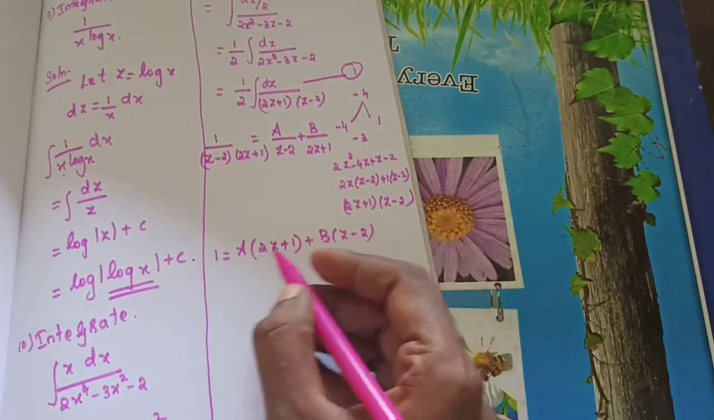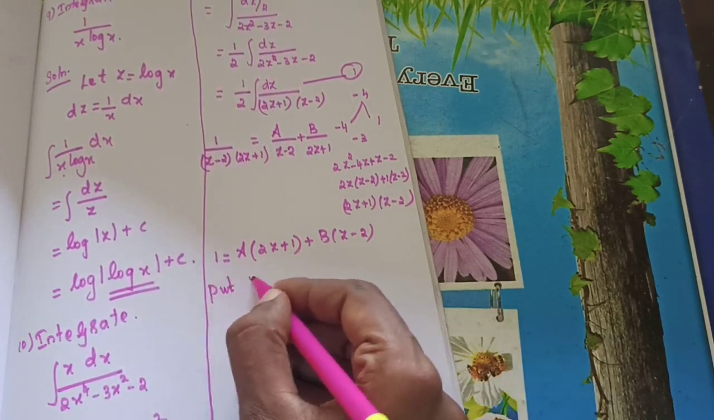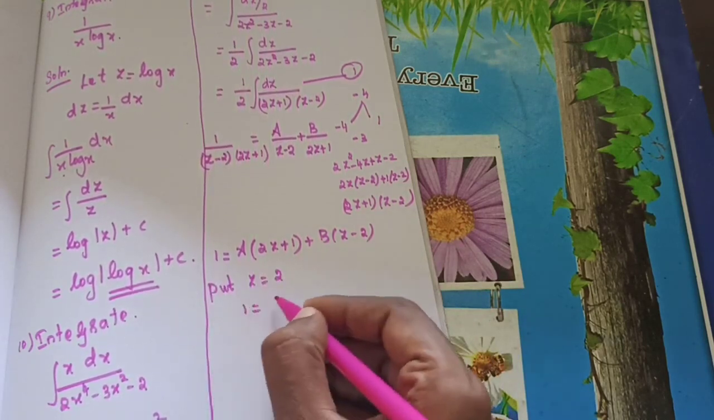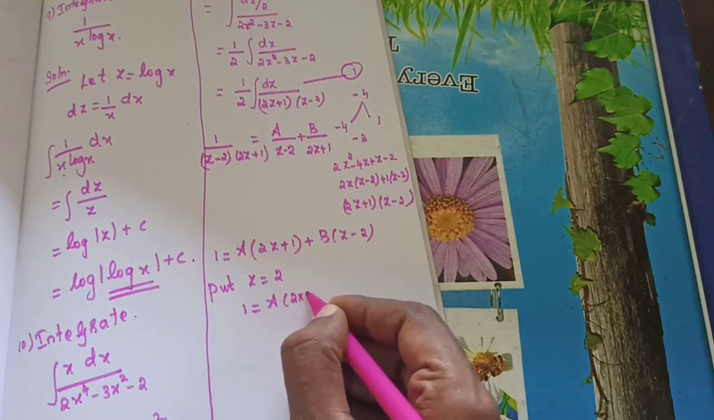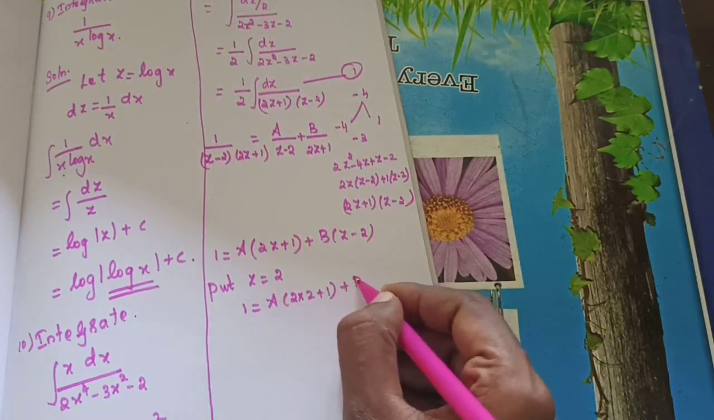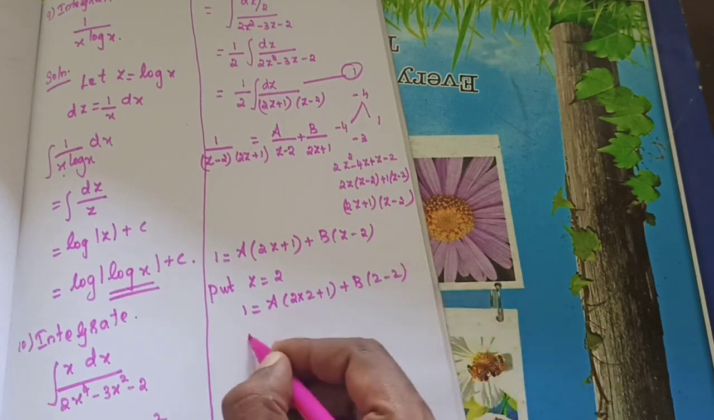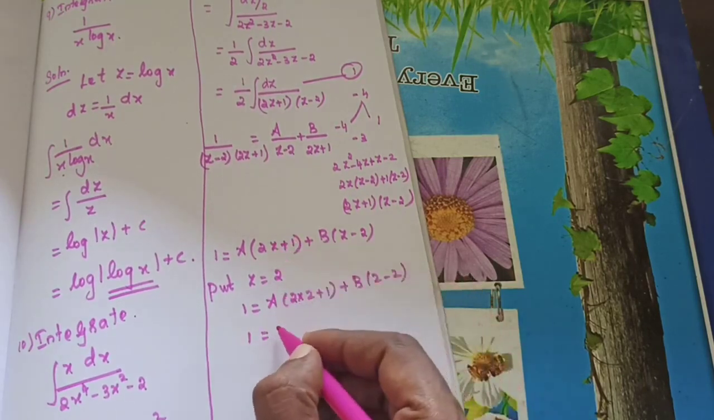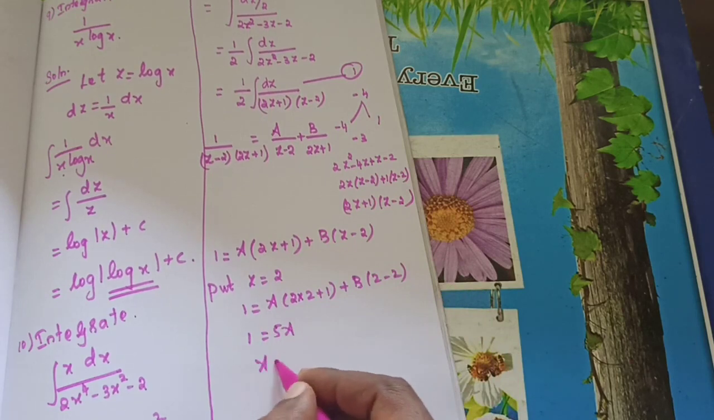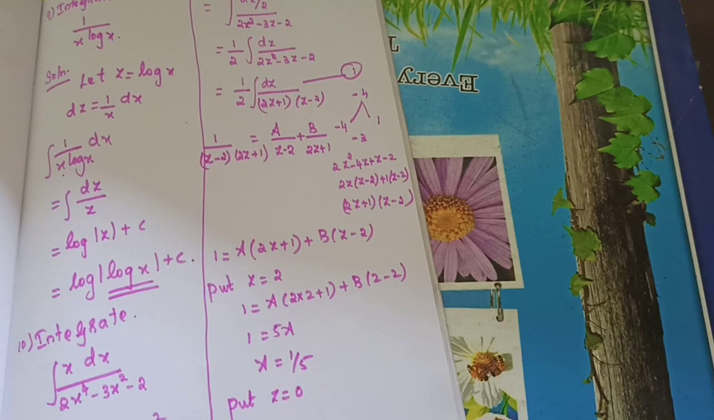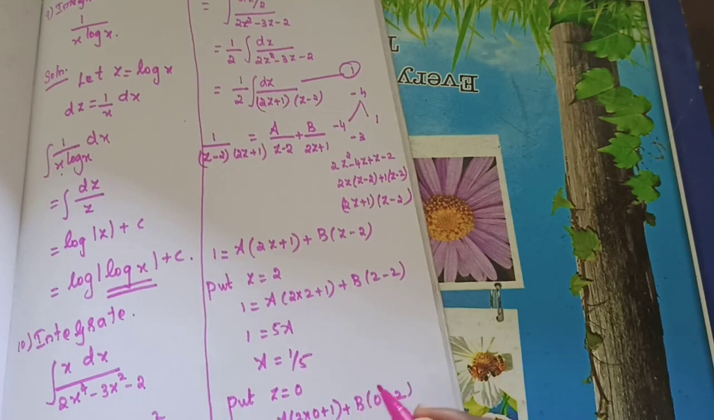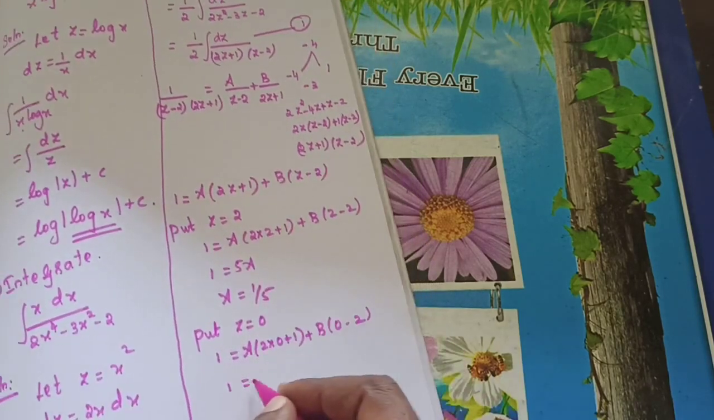So what will you do? We will make something 0. Shall we put z equal to 2? So 1 equals A into 2 into 2 plus 1 plus B into 2 minus 2. So 1 is equal to 5A. So A is equal to 1 by 5. Now shall we put another value? Put z is equal to 0. So 1 is equal to A into 2 into 0 plus 1 plus B into 0 minus 2. How much will you get? 1 is equal to A minus 2B.